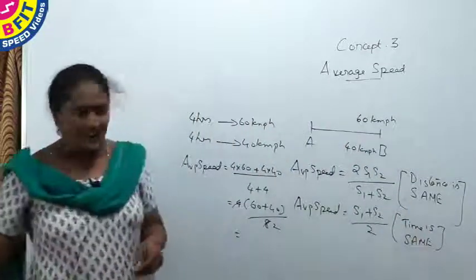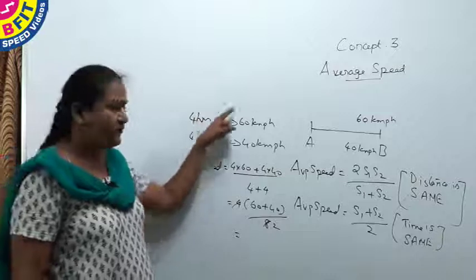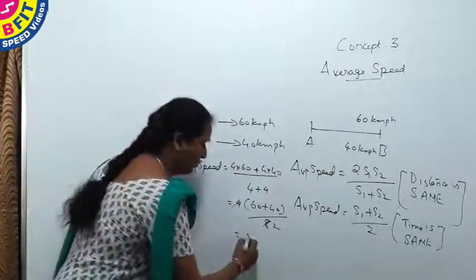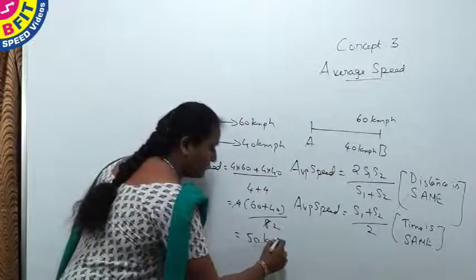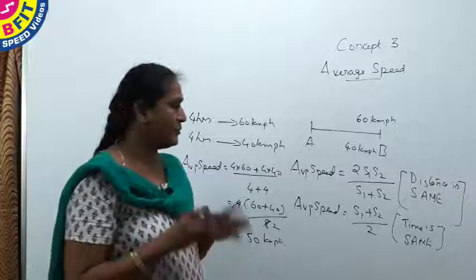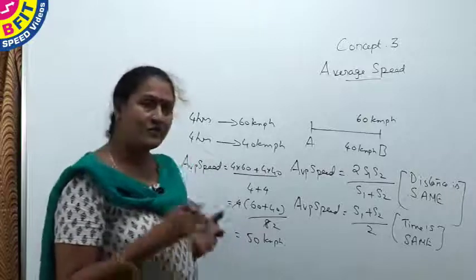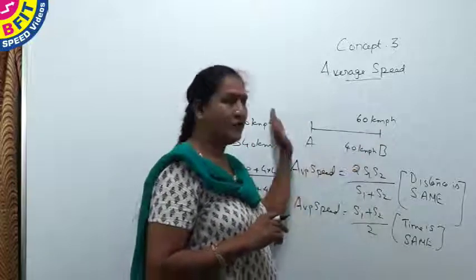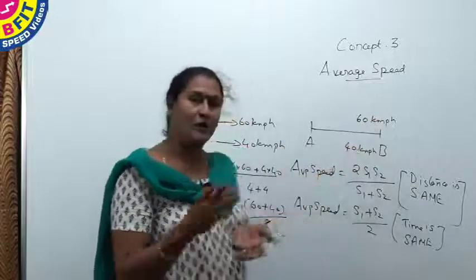So here, as time taken is same, we can find average for the given speed. So 60 plus 40, 100 by 2, 50 is the average speed. So average speed is one of the important concepts. So please understand, when you are asked to find the average speed, don't find average of the given speeds, but find the total distance divided by the total time taken.